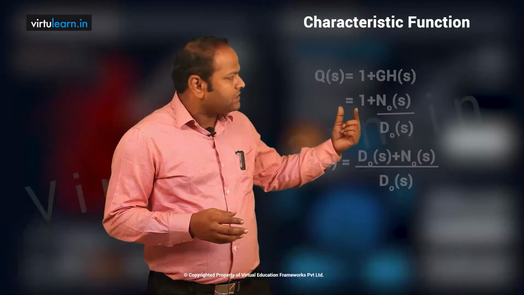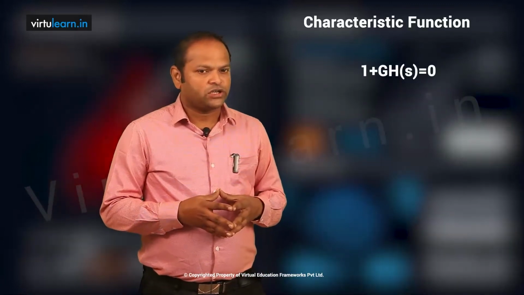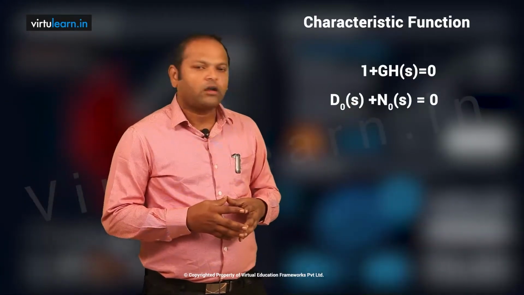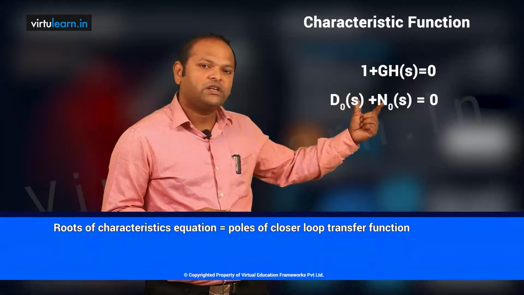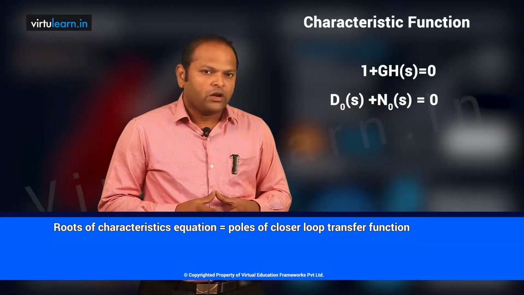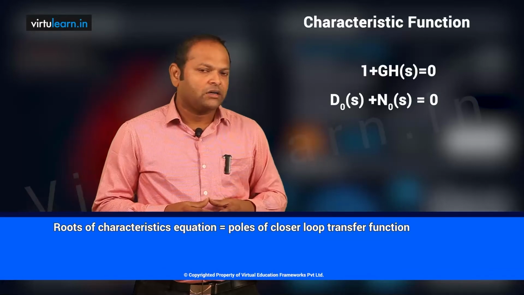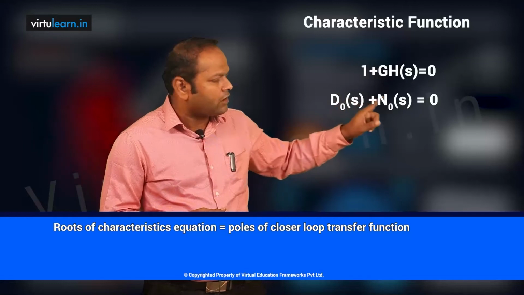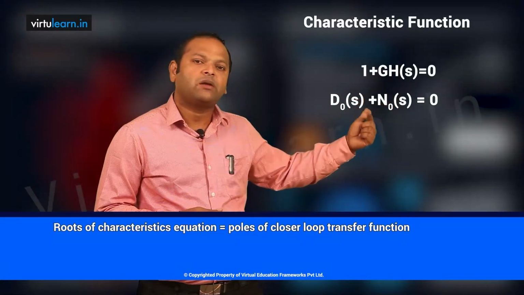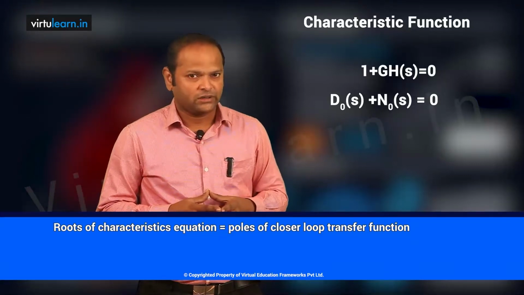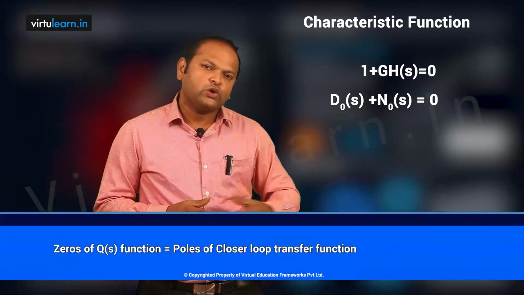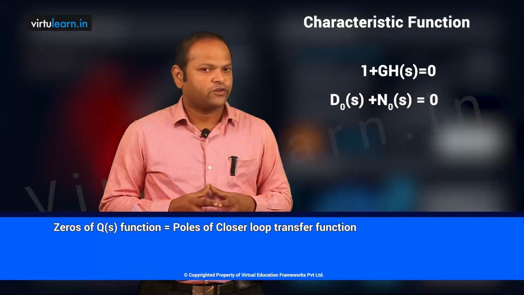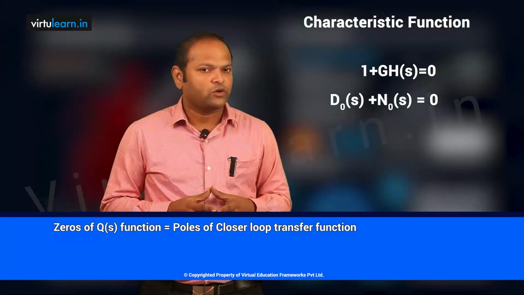Now let us write the characteristic equation, 1 plus GH equal to 0. When you do this, you get D naught of s plus N naught of s equal to 0, and the roots of this are nothing but my closed loop poles. Closed loop poles are the roots of the characteristic equation, and that equation is D naught of s plus N naught of s equal to 0. But this is nothing but the numerator of the Q of s function. So the zeros of the Q of s function are the closed loop poles, meaning the poles of the closed loop transfer function.